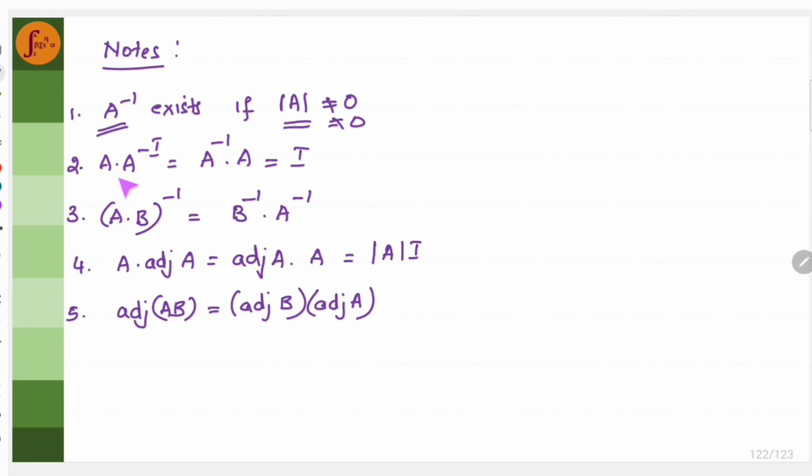The next one is A into A inverse is equal to A inverse into A, and it is equal to the identity matrix. Similarly, A into B, the whole inverse, is equal to B inverse into A inverse. Remember this order. B comes first and A comes second. Similarly, the fourth property is A into adjoint of A is equal to adjoint of A into A, and this in turn is equal to determinant of A into I. The fifth property is adjoint of AB is equal to adjoint of B into adjoint of A. Again, B comes first and A comes second, right? Remember this order. With this, we've come to the end of this particular topic.